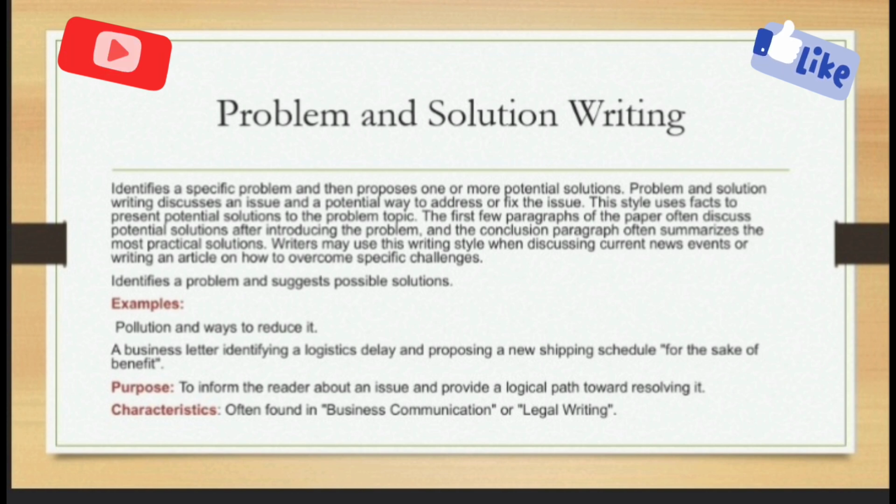Writers may use this writing style when discussing current news events or writing an article on how to overcome a specific challenge. We can say in easy wording, problem and solution writing is to identify a problem and suggest possible solutions. Example: pollution and ways to reduce it. Purpose of problem and solution is to inform the reader about an issue and provide a logical path toward resolving it. Characteristic of problem and solution: often found in business communication or legal writing.